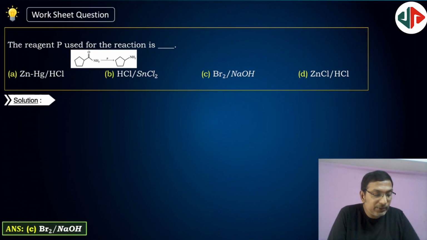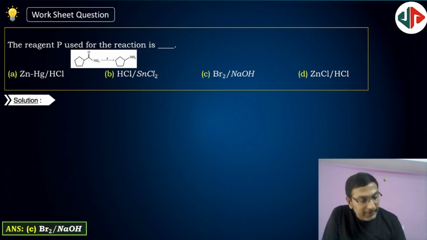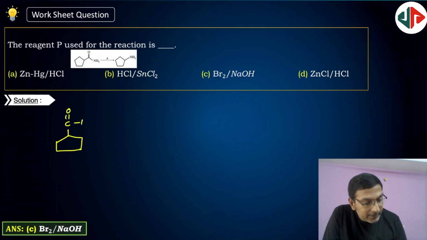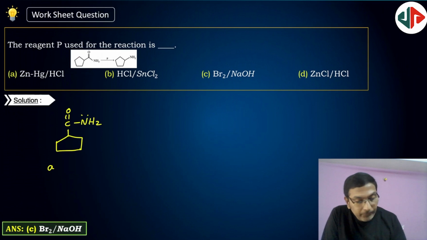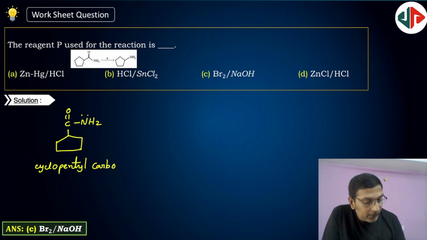Reagent P used for the conversion. So which is given, in this way also we can write. This is an amide, cyclopentyl carboxamide, which is simply an amide. Amide functional group is present.